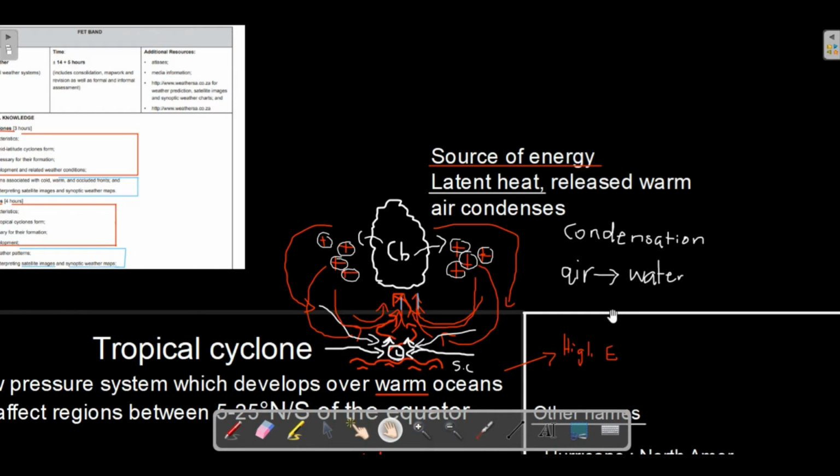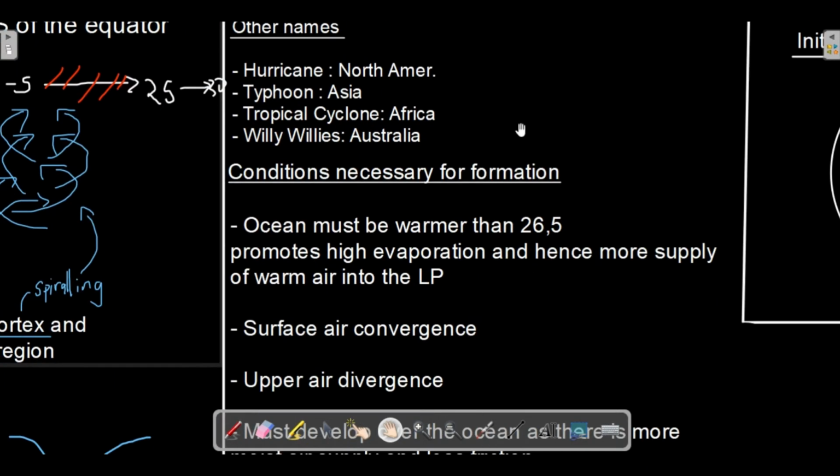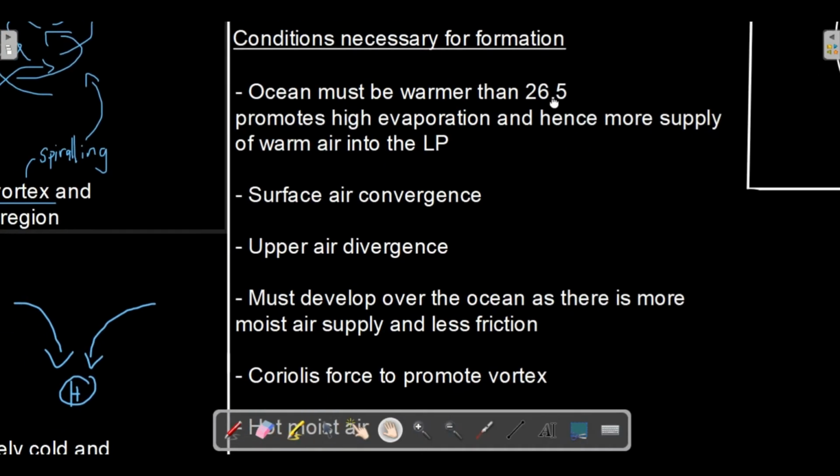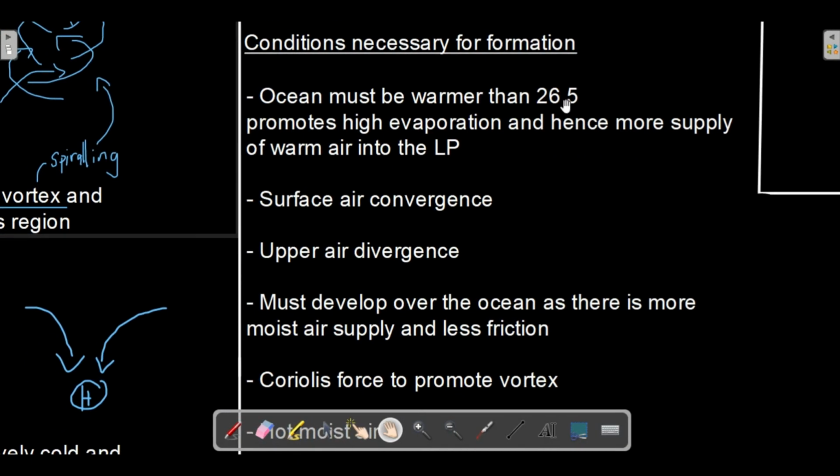Right. Now, let's look at the conditions that are necessary for formation. What do you need in order to have a tropical cyclone developing? What is necessary for its growth? First of all, for its formation, because it has to first form and then grow.